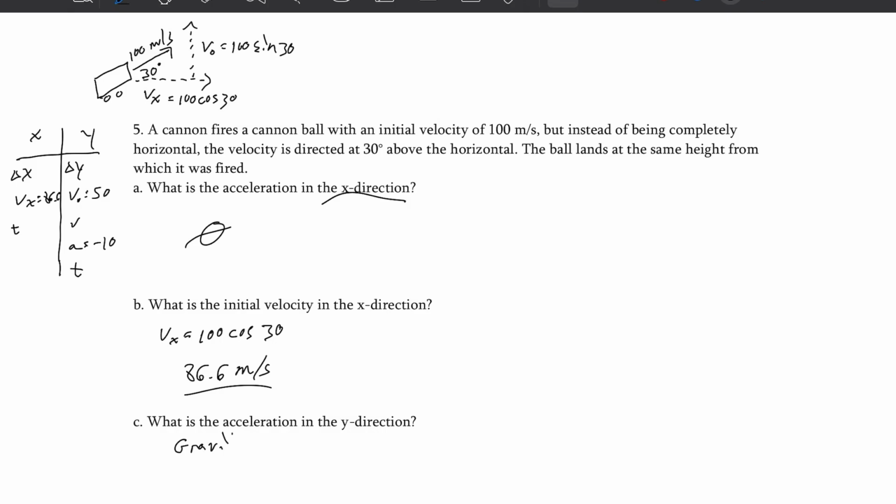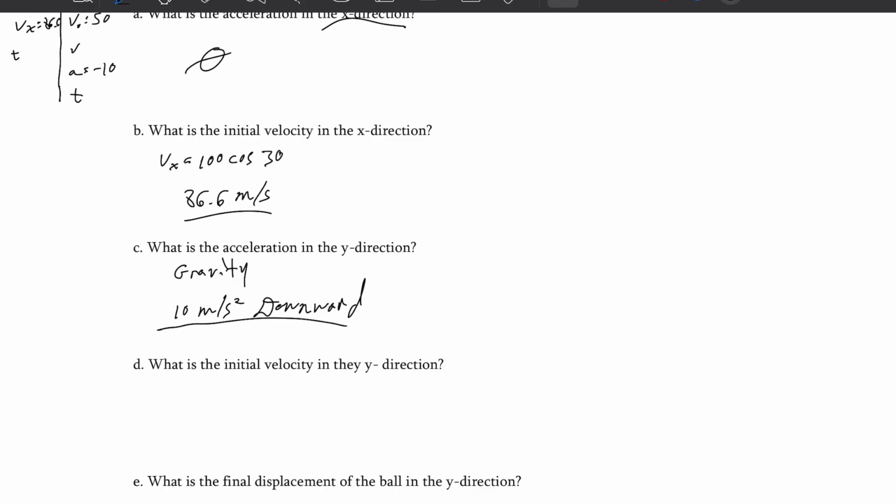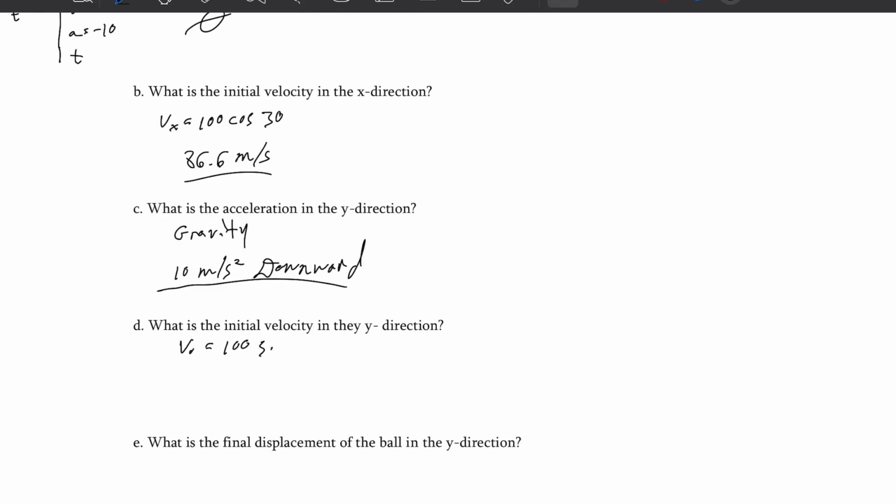What is the acceleration in the y direction? Well, it comes from gravity, and we're calculating that as 10 meters per second squared downward. Since the initial velocity is up, I would make this negative because it's in the opposite direction. It is changing direction. What is the initial velocity in the y direction? Well, that's our v naught, and we said that that is 100 sine 30. That's the hypotenuse times sine of the angle, and that was 50 meters per second.